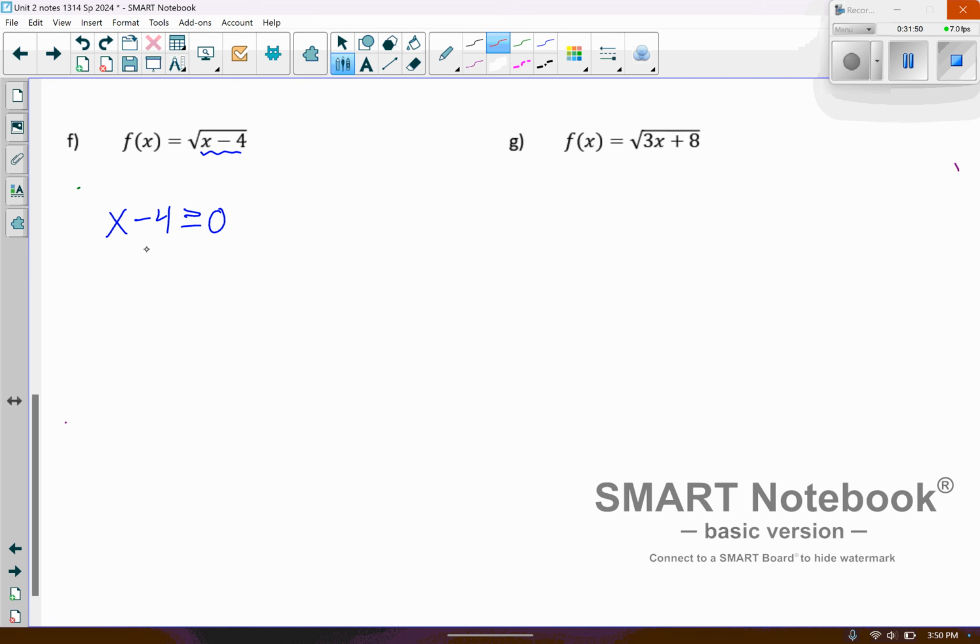So go ahead and solve this. We'll add 4 to both sides. And so basically, as long as x is greater than or equal to 4, I'm good to go. As long as I plug in 4 or something bigger, I'm good. And hopefully that makes sense. Because if you plug in 3, there's a problem. 3 minus 4 is -1. You just want to avoid negatives.